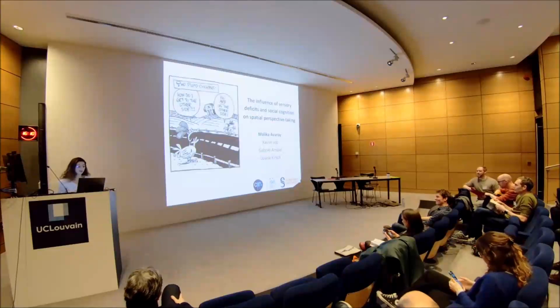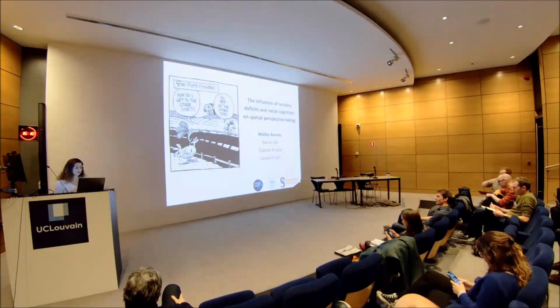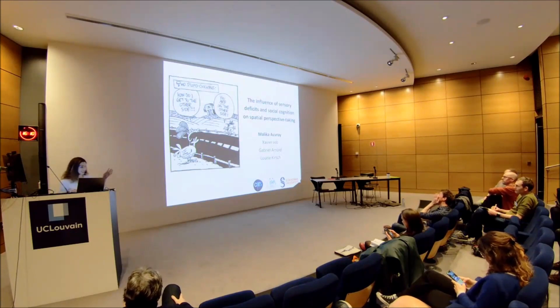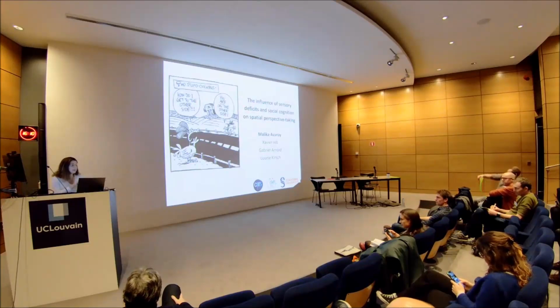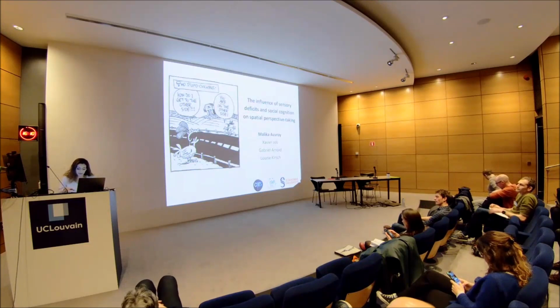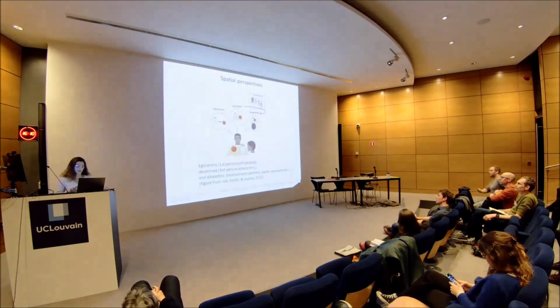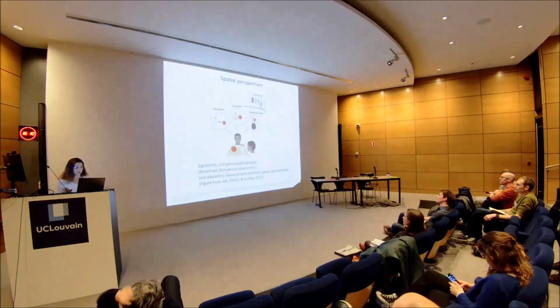So I'm going to talk about the influence of sensory deficits and social cognition on spatial perspective taking, what you call visual spatial. But why do I call it spatial? It's because I'm going to use a tactile task. So maybe there are visual spatial processes involved.